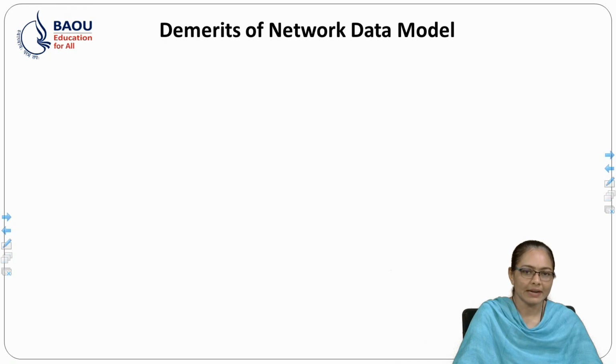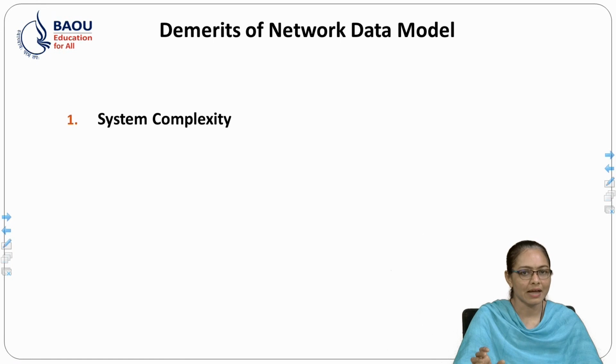The next is the demerits of the network model. First is the system complexity. Here, the network models are difficult to design and use properly. The navigational access mechanism accesses only one record at a time and hence makes the system implementation very complex. The knowledge of the internal data structure is required to take advantage of this model.